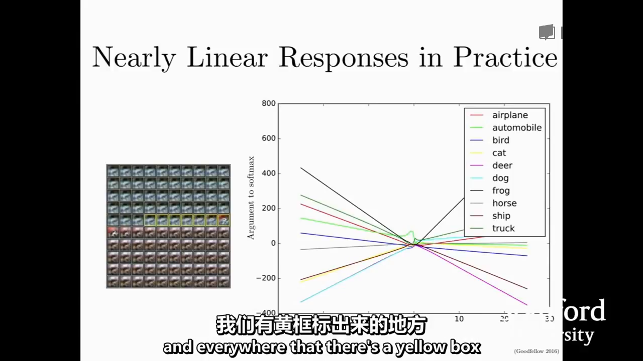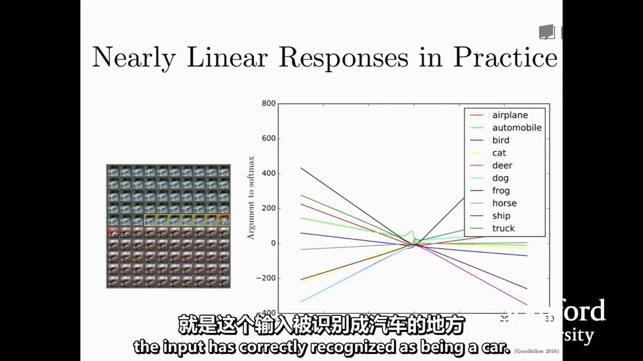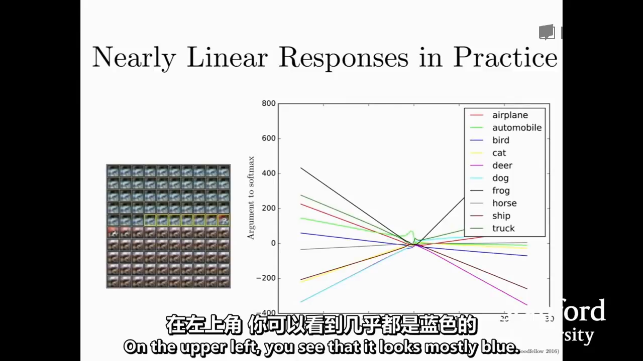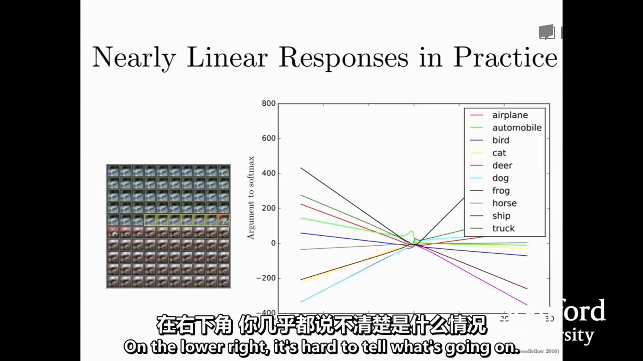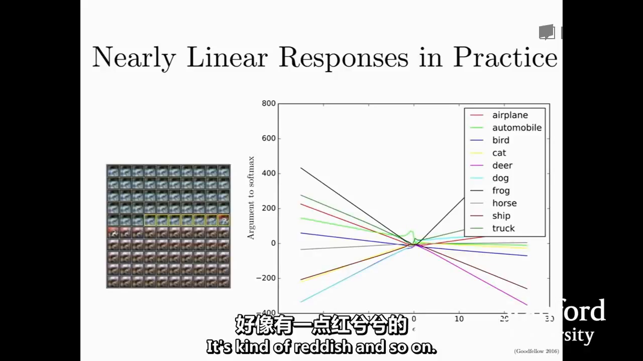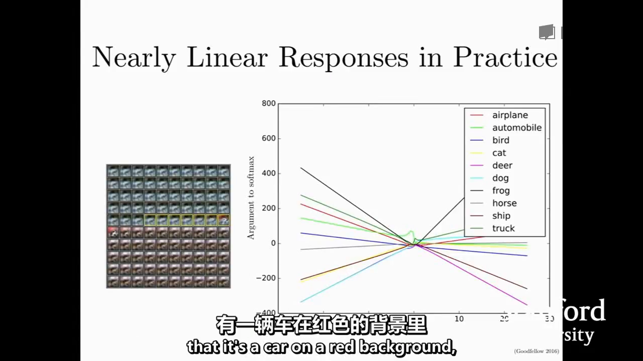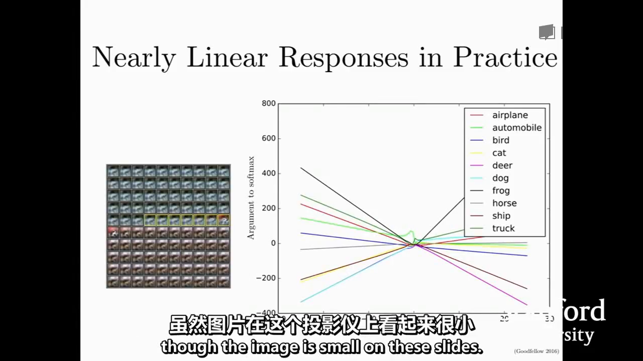And everywhere that there's a yellow box, the input is correctly recognized as being a car. On the upper left, you see that it looks mostly blue. On the lower right, it's kind of hard to tell what's going on. It's kind of reddish and so on. In the middle row, just after where the yellow boxes end, you can see pretty clearly that it's a car on a red background, though the image is kind of small in these slides.